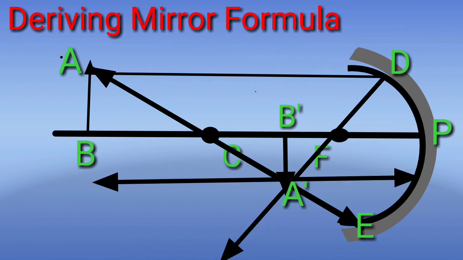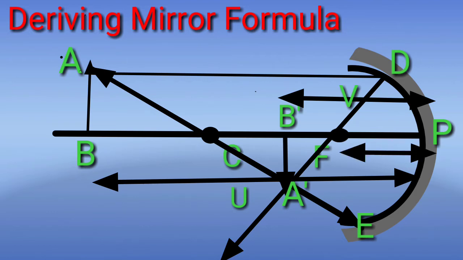A dash B dash is the image of object AB. Here the distance between the object and pole, that is B to P, is equal to U, and the distance between the image and pole, that is A dash B dash to P, is V. The distance between the focus and pole, F to P, represents the focal length F. All these you are observing in the ray diagram for the concave mirror.